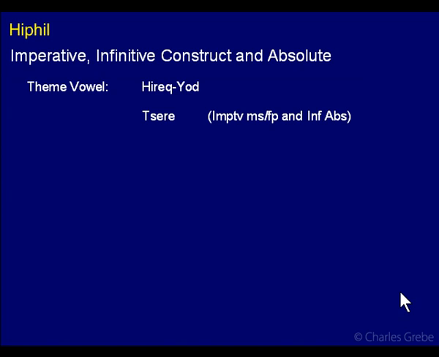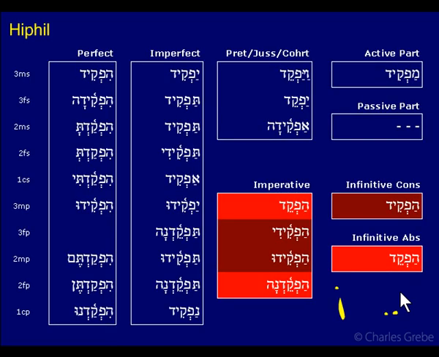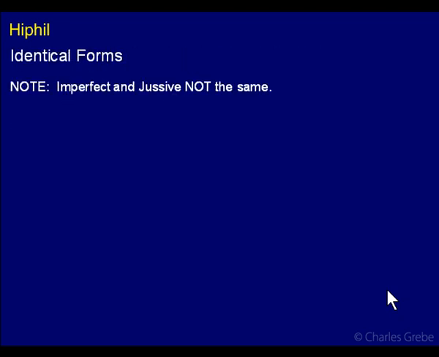So, hireq yod and tsere. Just noting which ones they are here. So, hireq yod for these and tsere for those. Note also these two are the same. Hafkade, hafkade. So the imperative and the infinitive absolute are the same here. Often it's these two that are the same, infinitive construct and imperative. Here we have the infinitive absolute and the imperative. So, interesting. Identical forms. So right at the end here, imperfect and jussive are not the same.